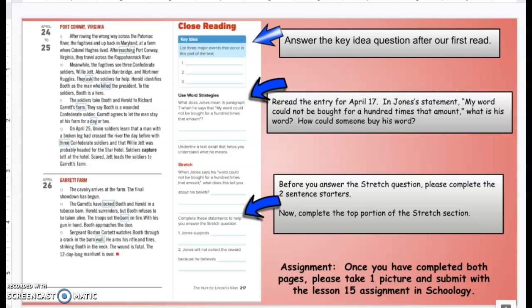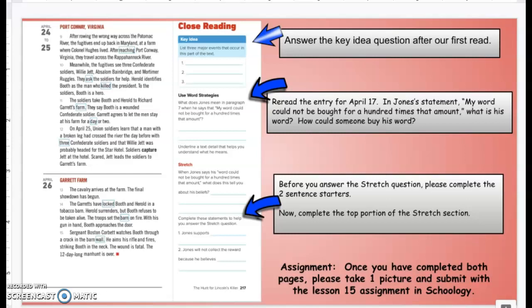The statement you're going to finish is, Jones supports what? So fill that in. And Jones will not collect the reward because he believes what? So once you fill in those 2 pieces of information, you'll be able to answer the question.